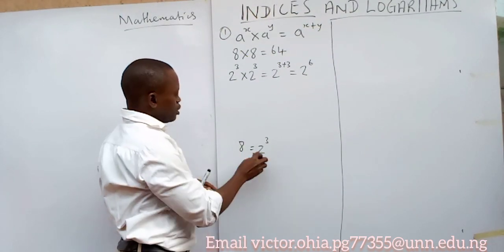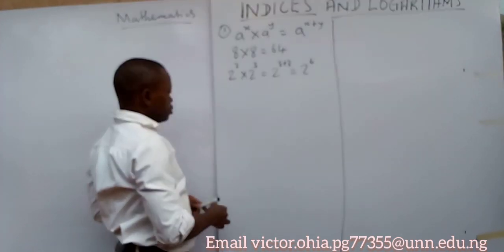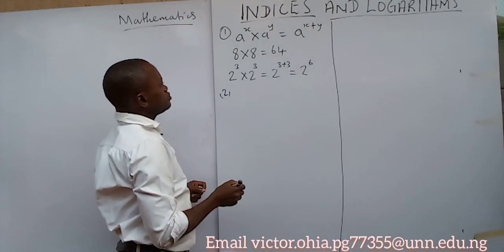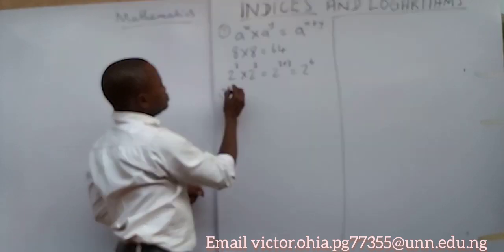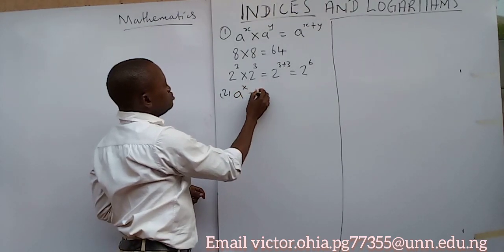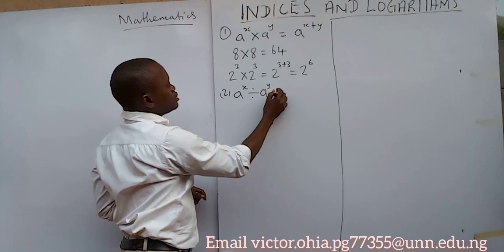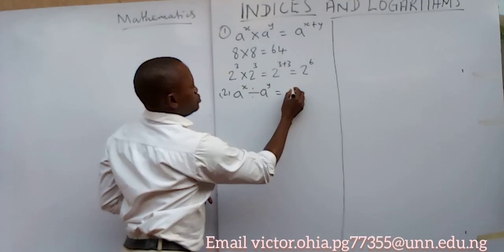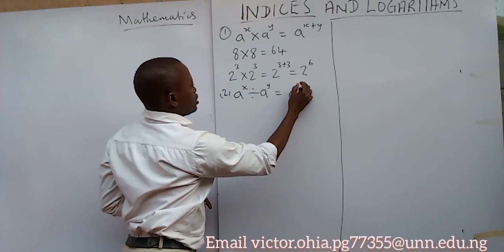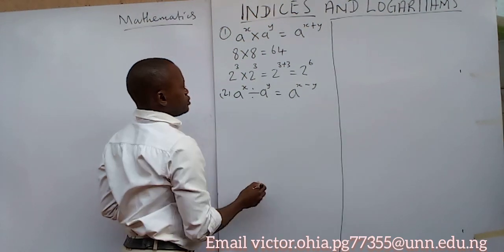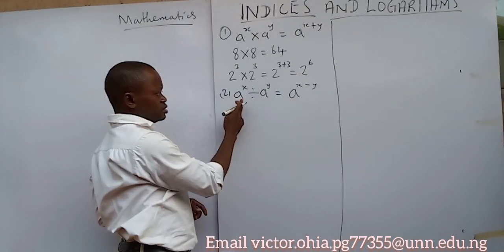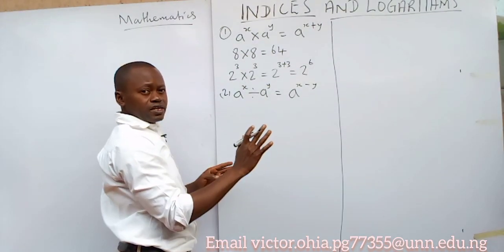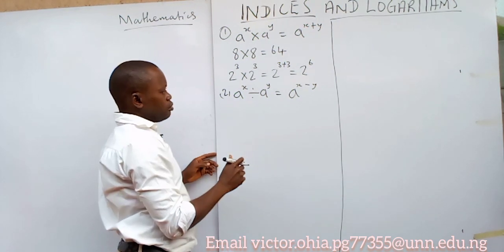Okay, what about the second law that says if you have a raised to power x being divided by a raised to power y, what you quickly do is to subtract their powers. So we take it like this: a raised to power x minus y. Remember, the one that is dividing is the power that you take away. Do we get that? Okay.